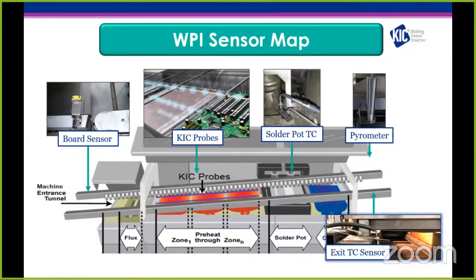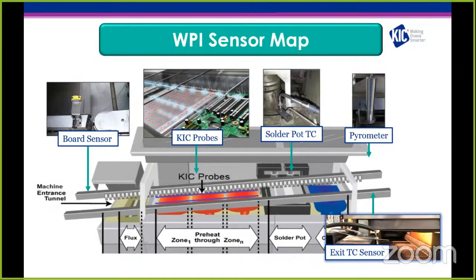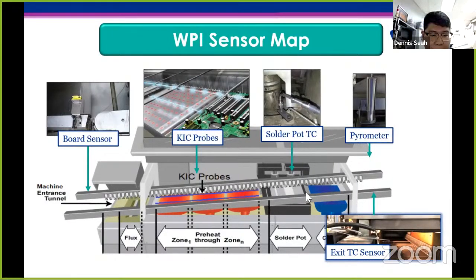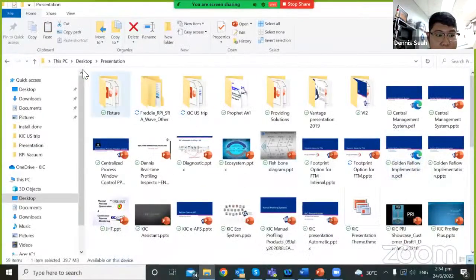I understand your answer, but is this pyrometer installed close to the pot, or, as it shows, just at the exit of the conveyor? It's at the exit. Let me just show you some, maybe by the time, okay.